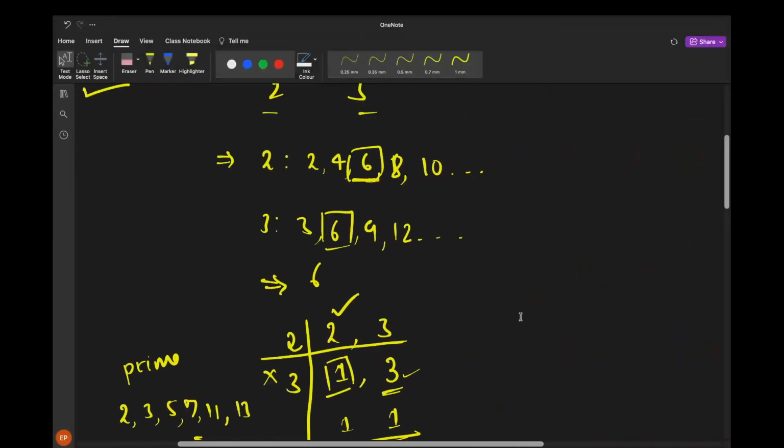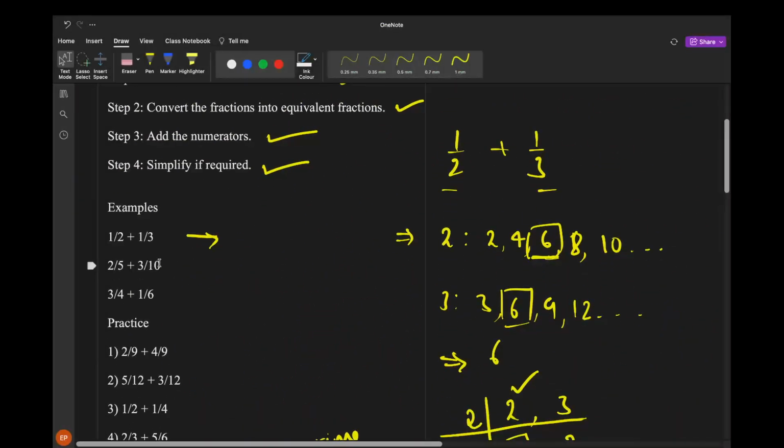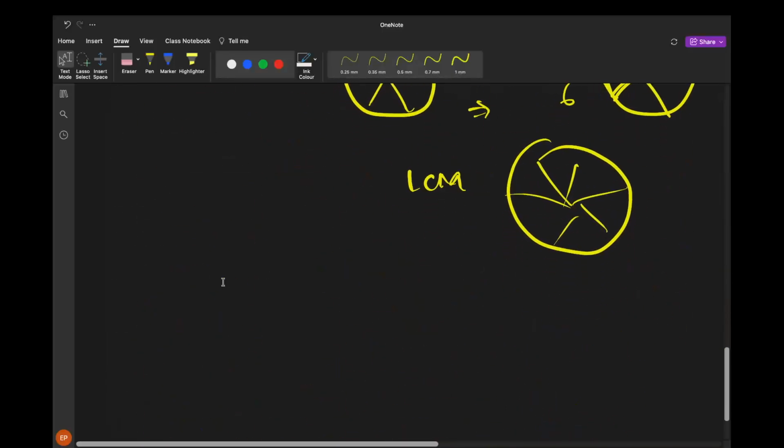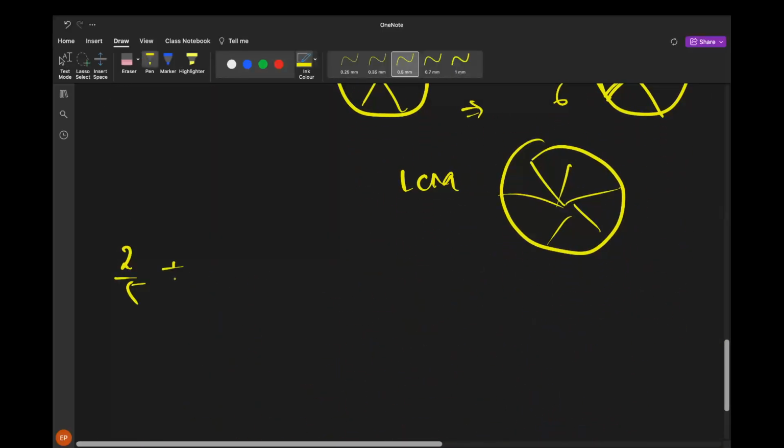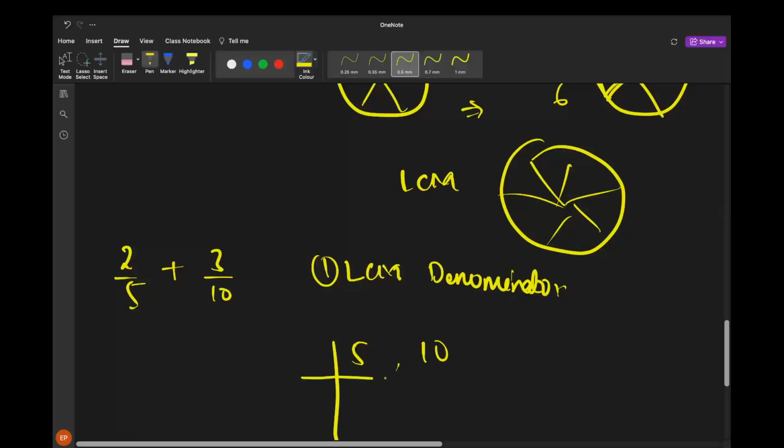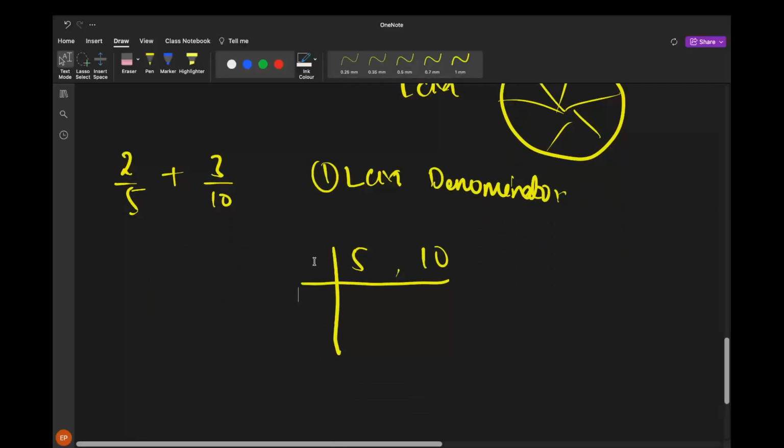Okay, now you got the idea, right? Here is another example. 2 by 5 plus 3 by 10. First step, LCM of the denominators. 5 comma 10. From now on I will use this method only. First we can start with 2. 5 cannot be divided, so continue with 5. 2 5s are 10. 3 no. 5 yes we can. 5 1s are 5, 1s are. We got 1 and 1, so we are done with both the numbers.